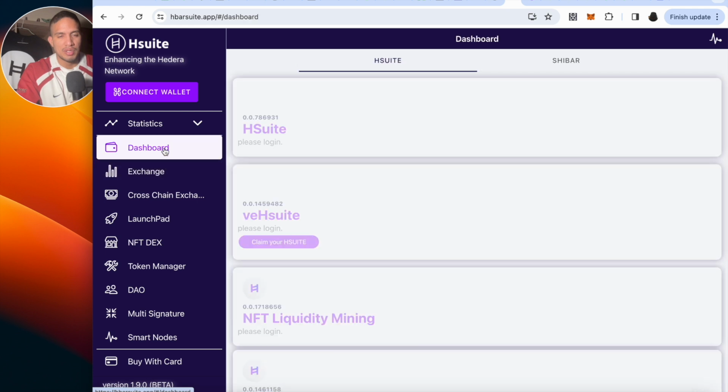So you can come to the dashboard, for example. You can connect your wallet right here. So they have an exchange. They have a cross-chain exchange. They have a launchpad, NFT DEX, token manager. You can even open a multi-signature wallet and smart nodes. You can run your own smart nodes. So in the next video, I'm going to go a little bit more in depth with HSUITE, because they are a suite that offers different platforms.